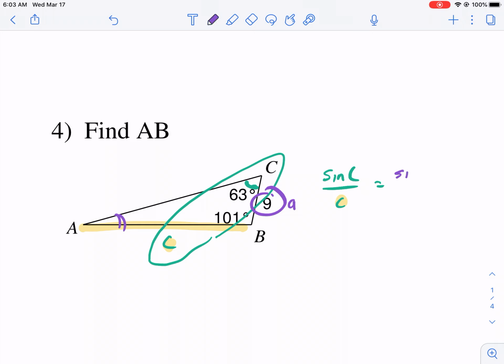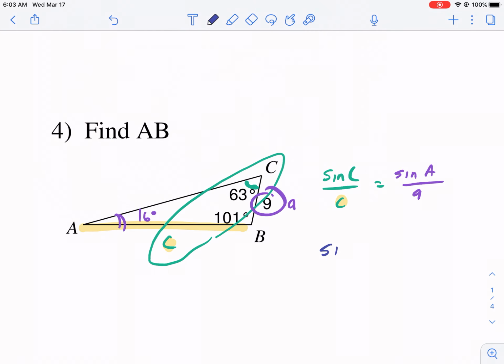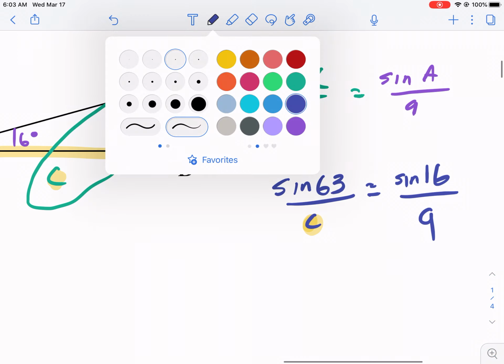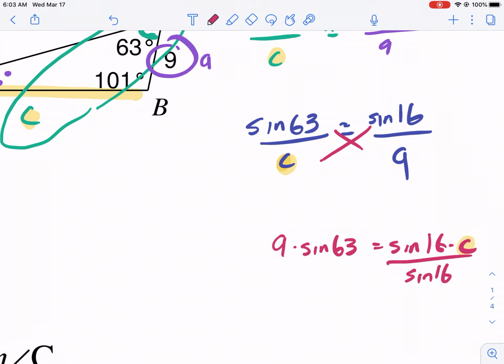So I get sine A over a. I know this is 16, so now I'm going to plug in. Sine of 63 over c, that's the guy we're looking for, so we only have one unknown, equals sine of A, sine 16 over 9. Okay, cross multiply from here and solve for c. So we have 9 times sine 63 equals sine 16 times c. Again, c is the guy we're looking for, so we're going to divide both sides by sine 16 to get it by itself. And this is my calculator time.